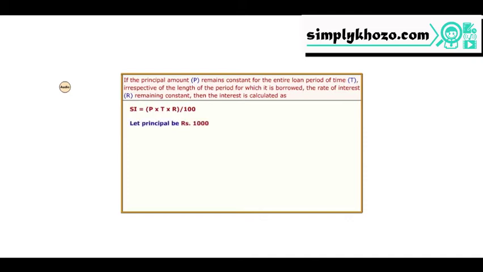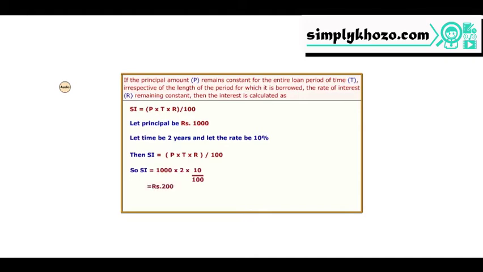Let the principal be rupees 1000. Let the time be 2 years and let the rate be 10%. Then SI = P × T × R / 100, that is equal to 1000 × 2 × 10 / 100, that is equal to rupees 200. So the simple interest is rupees 200.